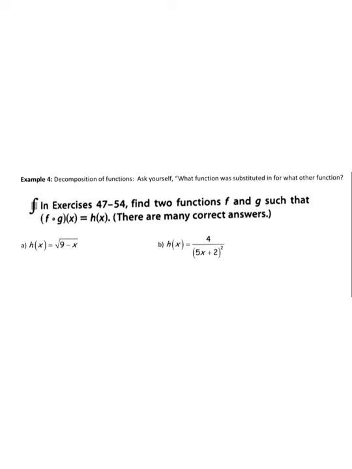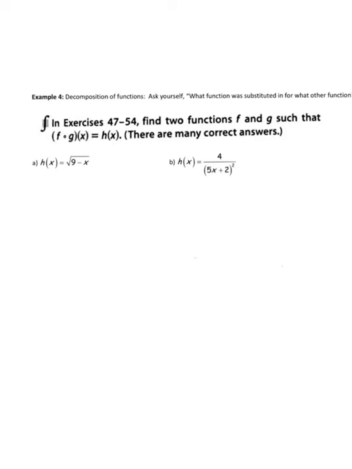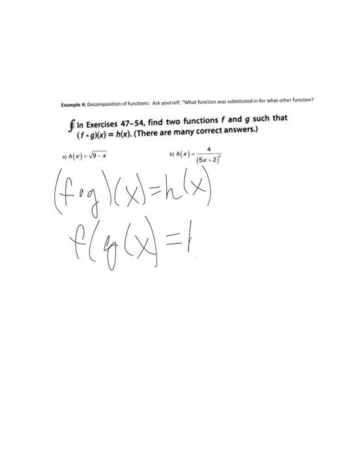Lastly, we're going to look at decompositive functions where we're going backwards, where instead of trying to compose the function, we're going to decompose it. So if you look at this notation right here, it says we want to find f followed by g of x for it to equal this function that's given, h of x. So again, that's going to be the same as f of g of x equals h of x. So what we're saying is, how was this function created? What function was inserted into the other?